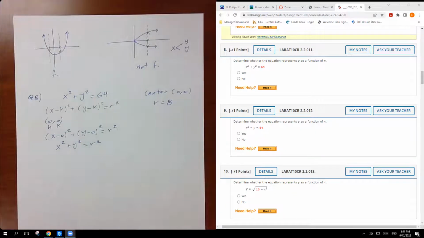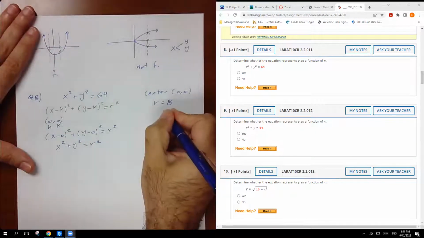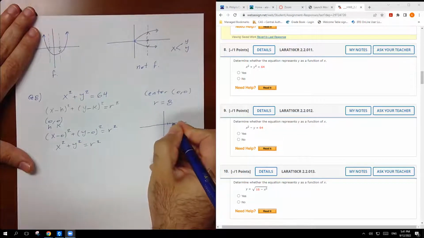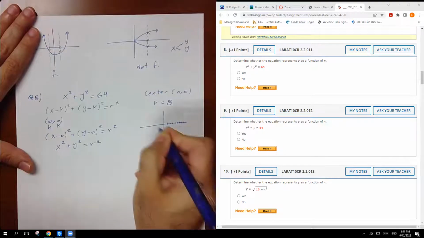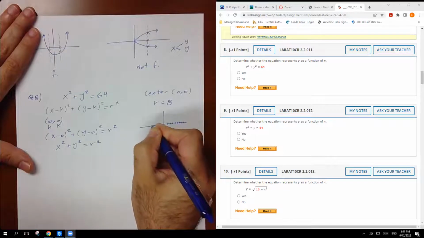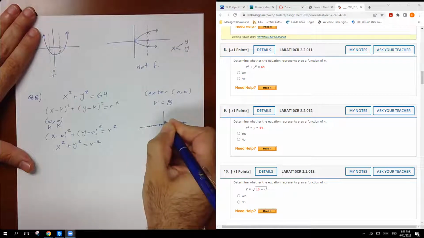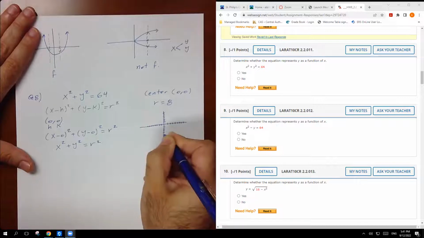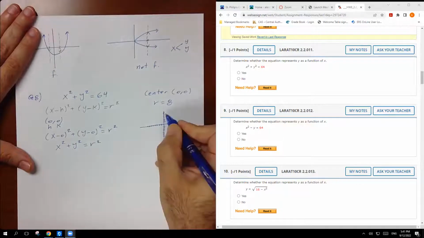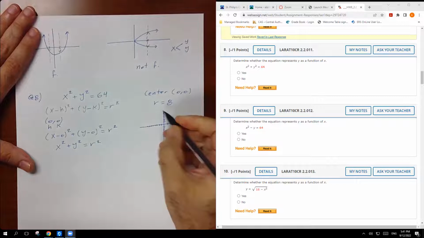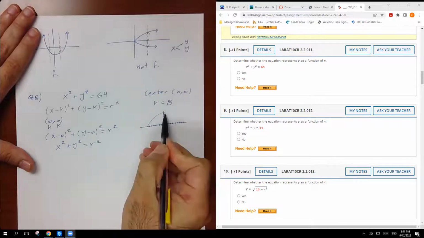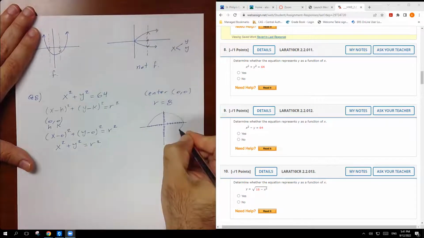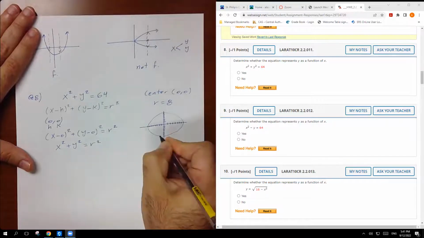So now it's easier to graph without using a calculator. It's going to be a circle: 1, 2, 3, 4, 5, 6, 7, 8, in each direction. So it's a circle with the radius 8. Let's see, this is 8. It's not going to be that accurate, but it's a circle.